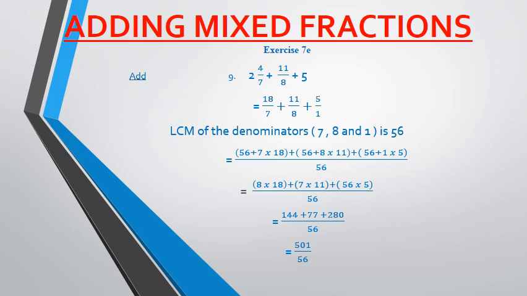Now this is an improper fraction, and this fraction cannot be reduced further, so we will now change this improper fraction into a mixed fraction. And what do we get? We get the answer as 8 53 by 56, and this is our final answer.